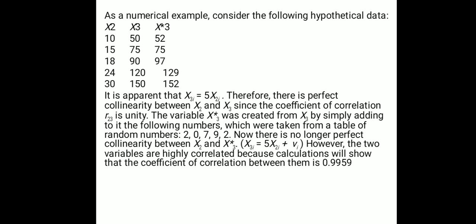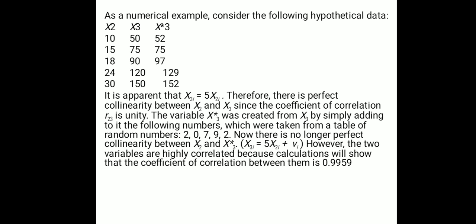See, as an example, consider the following hypothetical data: x2, x3 and x star 3. x2 is 10, 15, 18, 24, 30, and x3 is 50, 75, 90, 120, 150, and x3 star is 52, 75, 97, 120, 152. Can you see any relation between these three series? Can you see the relation between at least x2 and x3?